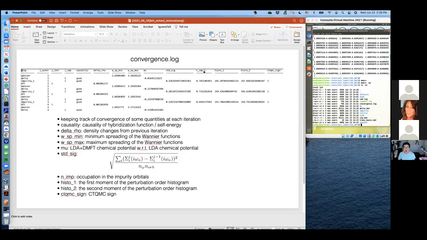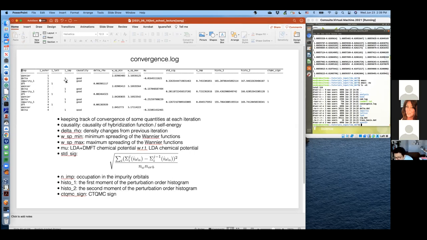So this is the file structure of the convergence dialog, one of the output files of the qsDMFT package. The first column tells us what kind of step has been done at each iteration, and this is the iteration number. And this is the particular impurity problem number here.